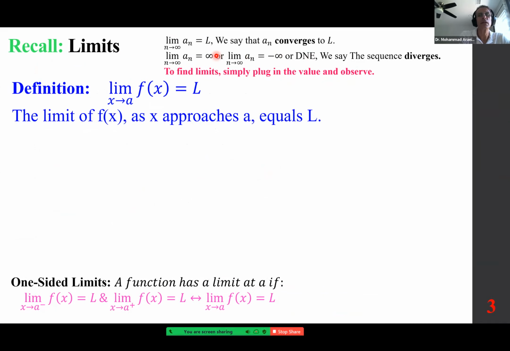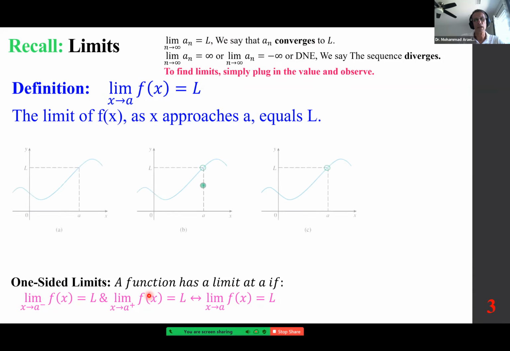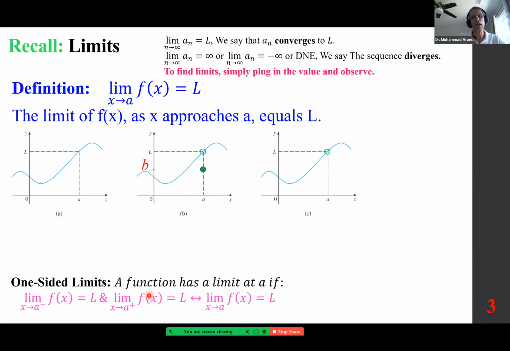The limit of a sub n as n approaches infinity is L. We say it converges to L. Otherwise, when it's infinity, negative infinity, or doesn't exist, we say it diverges. Then we give the definition of a limit, which simply put, as long as the one-sided limits are identical, the limit does exist. And then when we look at this graph, we notice there are three pieces.